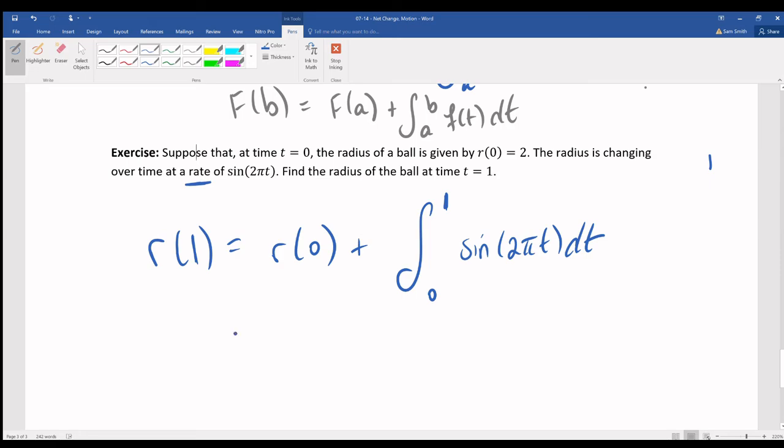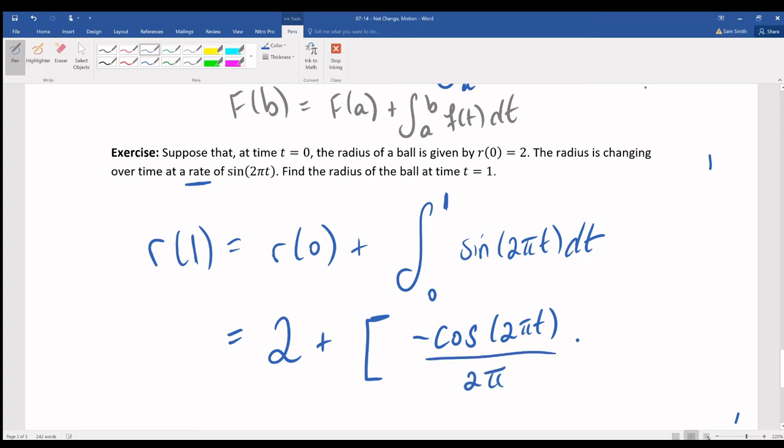Now we are told that the radius at time 0 is 2. And we can find the antiderivative of sine. The antiderivative of sine is minus cosine, and then to counteract the 2 pi that would appear from chain rule, we can divide by 2 pi.